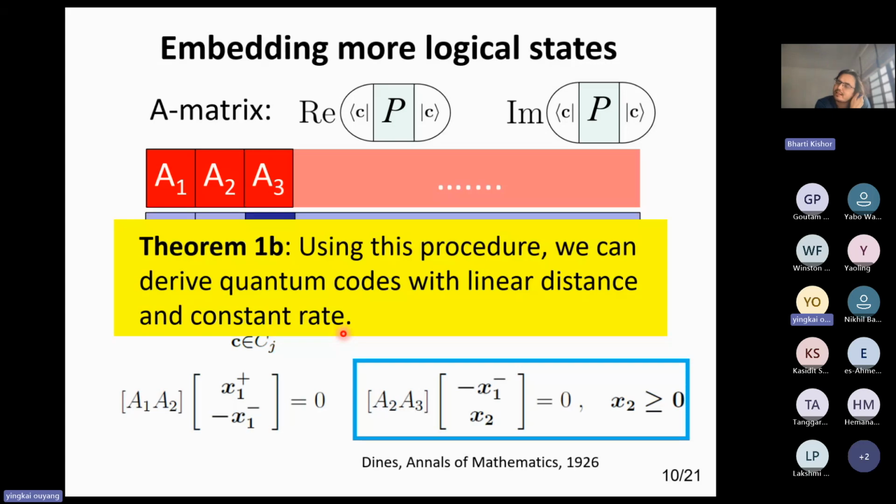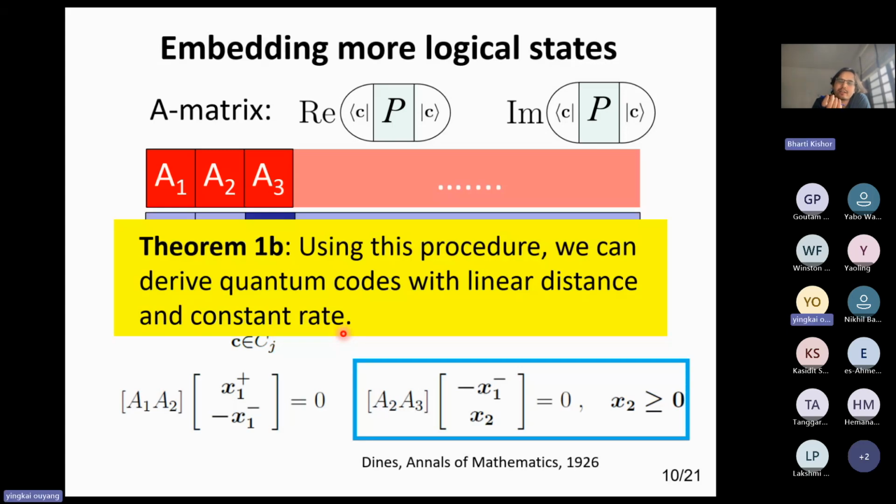But still, if you can get linear distance and constant rate, that's what people were looking for, the good LDPC codes, right? Yes, but they furthermore need the condition that the stabilizers are low weight. So here you can have high weight stabilizers. In fact, if you have high weight stabilizers, it is well known, even maybe 20 years before, that you can have high rate and high distance codes.